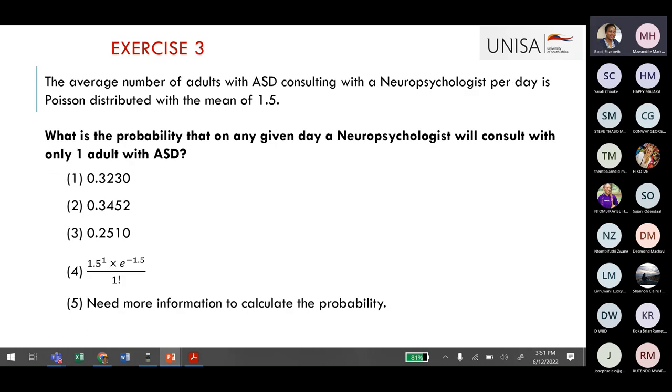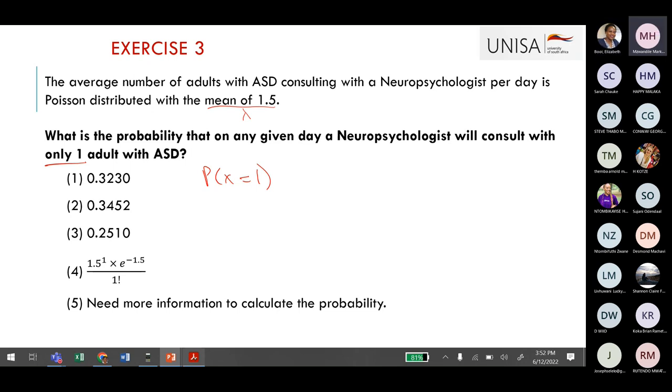The average number of adults with ASD consulting with a neuropsychologist per day is Poisson distributed with a mean of 1.5. So that is your lambda. What is the probability that on any given day, a neuropsychologist will consult with only one adult? Therefore, you need to find the probability that X equals 1. You can either use the formula or use the table. Because you will be using the process of elimination, you will first find that on the table. So let's go to the table.